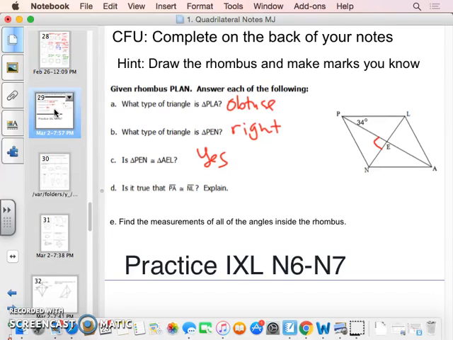Is it true that PA is congruent to NL? So PA is this line, and NL, no. They're not congruent. That's the one characteristic. So we want to find the measure of all the angles inside. Well, we know that our diagonals bisect, so this is also going to be 34. We know that opposite angles are congruent. So if this whole angle here is 68, then this whole angle here is 68, which means each of those angles inside is 34. 34 plus 34 equals 68, yes.